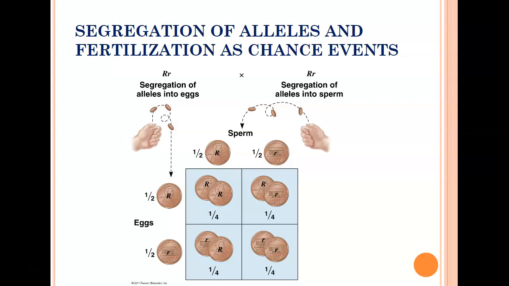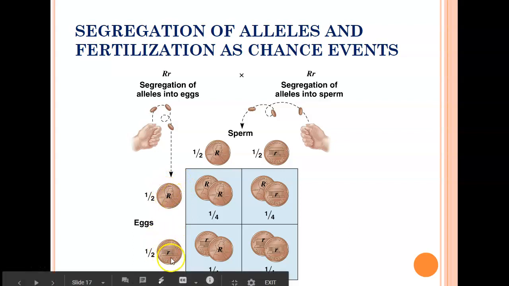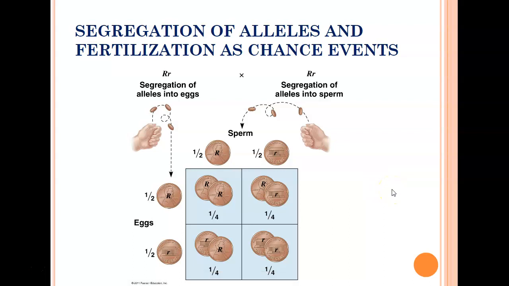Okay, so let's say segregation of alleles. If I have a parent who is big R, little r, you have a 50-50 chance of getting an egg with a big R and 50-50 chance of getting an egg with a little r. Same thing for the sperm. And then that's why you end up with this combination of events. So that's why we are really able to use Punnett squares, and we multiply their probabilities together.